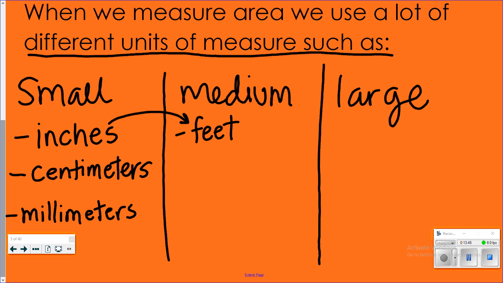Azalea? 12? 12 inches is equal to 1 foot. Can we think of anything else that we might use for medium size? What do you think? We can use yards.